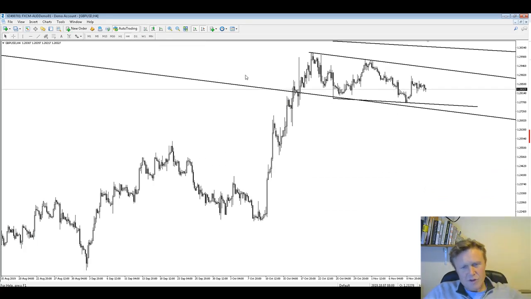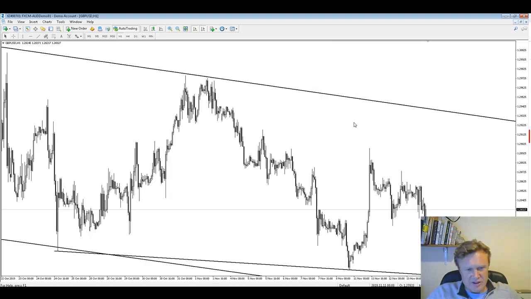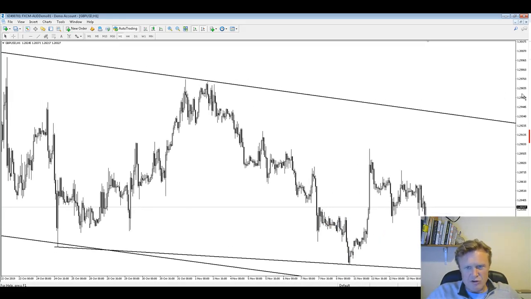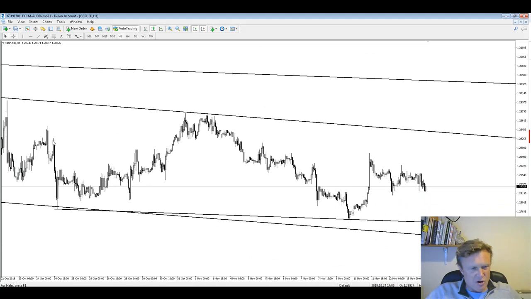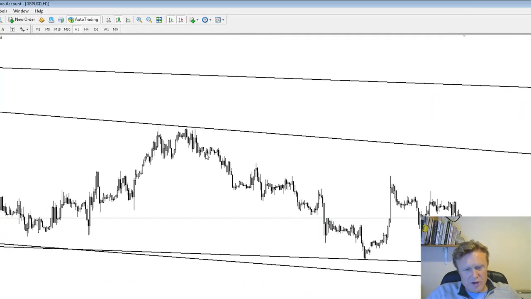So if you were looking to trade on an hourly basis here, you can now see when we do our top-down analysis, we're trading in a descending channel. So really your bias should be to be short, as in you want to be selling sterling US dollar in line with the overarching trend.